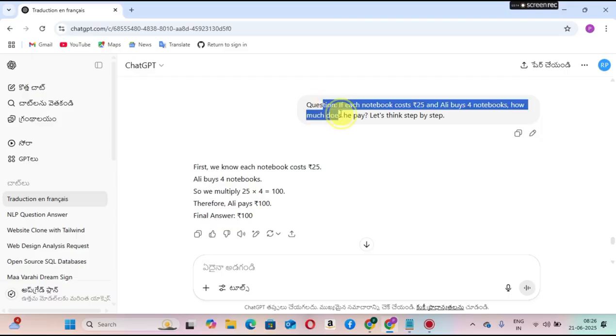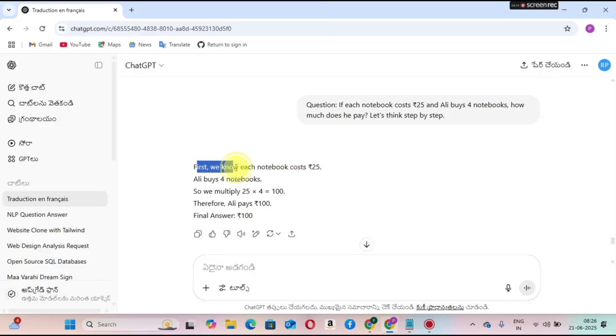So let's consider the prompt. So here we have given a question. If each notebook costs 25 rupees and Ali buys 4 notebooks, how much does he pay? And say, let's think step by step. So if you hit enter, it outputs: first we know each notebook costs 25 rupees. Ali buys 4 notebooks. So we multiply 25 into 4 equal to 100. Therefore, Ali pays 100 rupees. So final answer is 100 rupees.